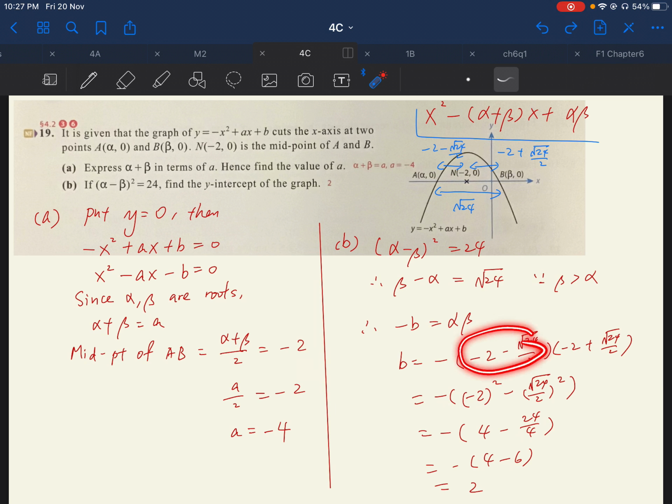So we have alpha and beta already. This is alpha, this is beta. Negative b is just the negative of the product of roots. Multiplying these out, I get 2. So this is the answer.